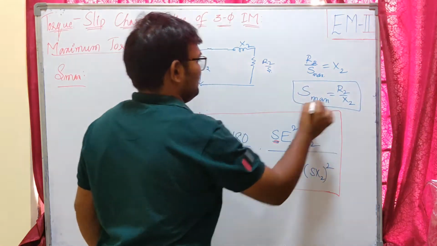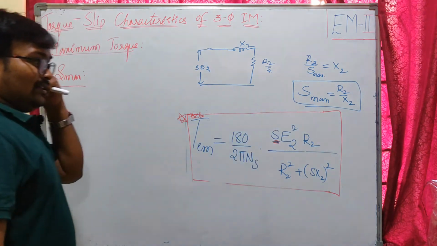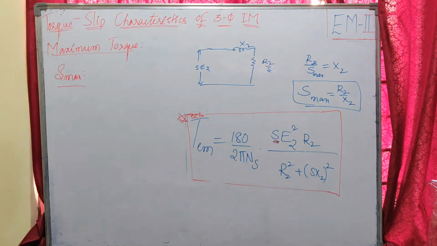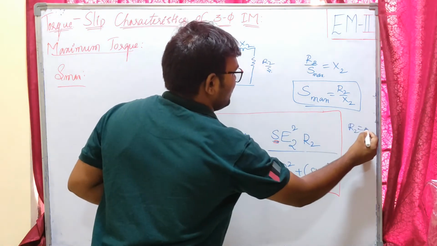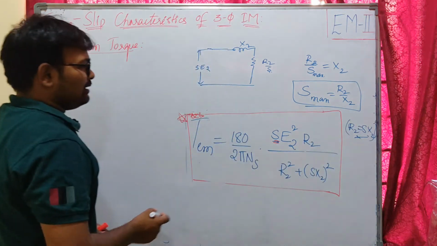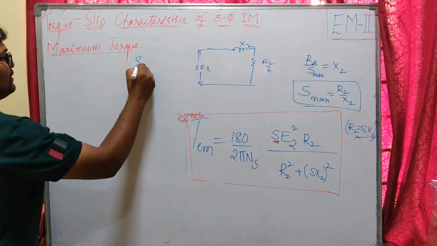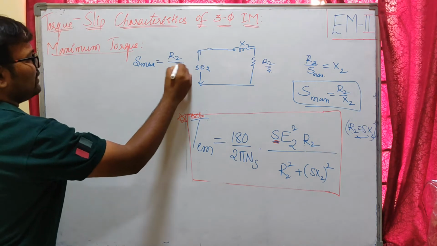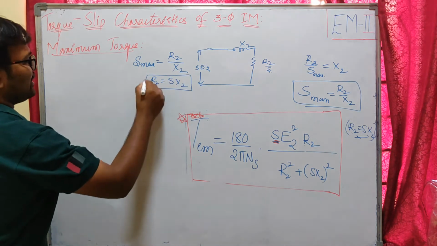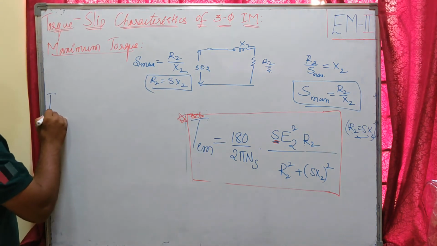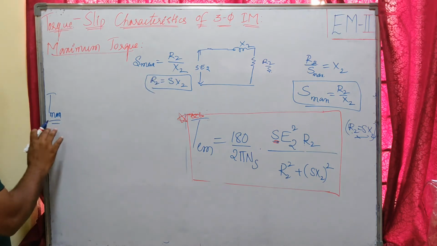So this is the condition for slip at maximum torque. Now I am going to substitute the R2 value, which equals S max X2, in the torque expression we have obtained. Since S max equals R2 by X2, I apply R2 equal to S into X2. That will be our T max, the maximum torque, because we are applying the slip at maximum torque condition.